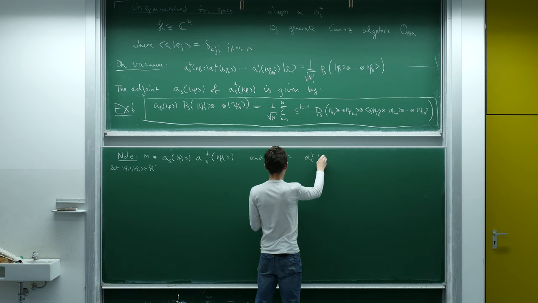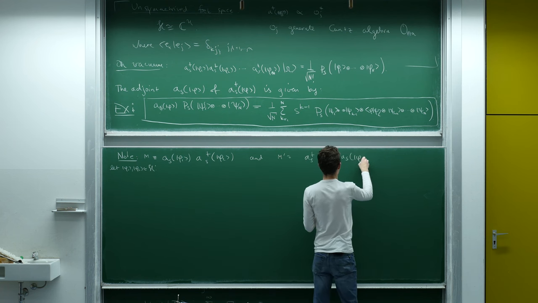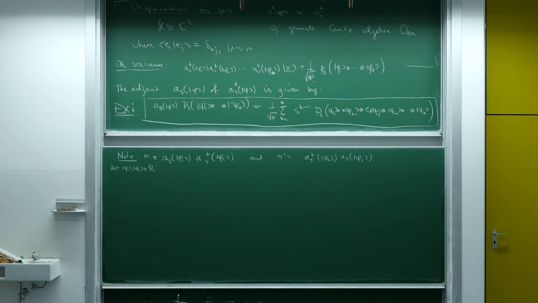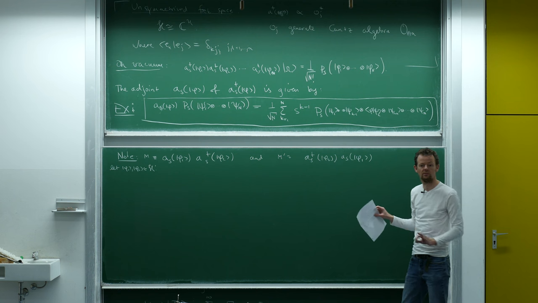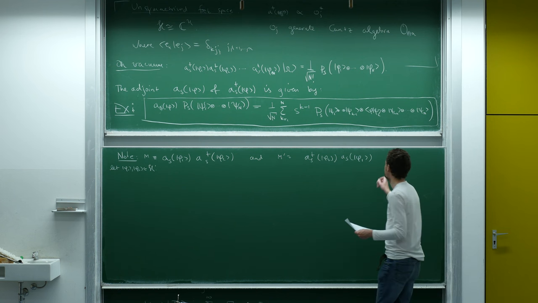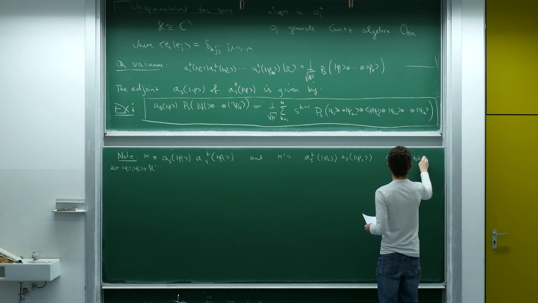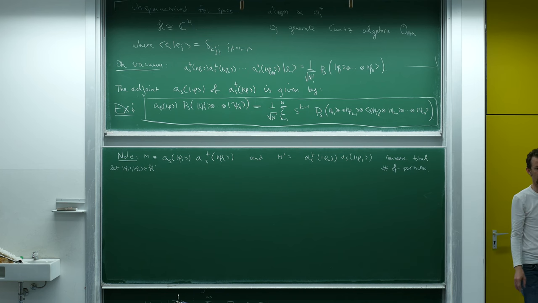Here's another one that you can construct. It's bilinear in phi 1 and phi 2. Let's call it M prime. Now these two operators, they're products of an annihilation and a creation operator, they have a very special property, and that is that they don't change the total number of particles. So these two operators are very special. They conserve the total number of particles.